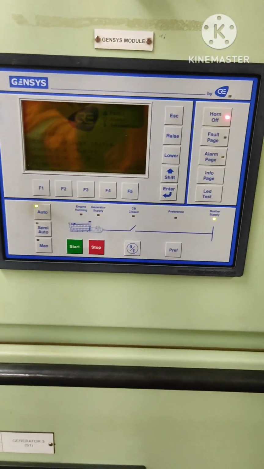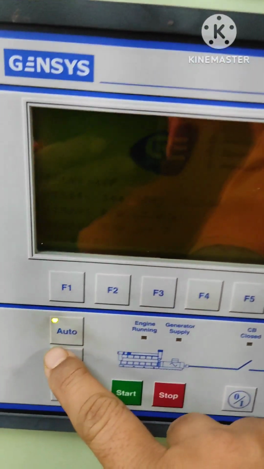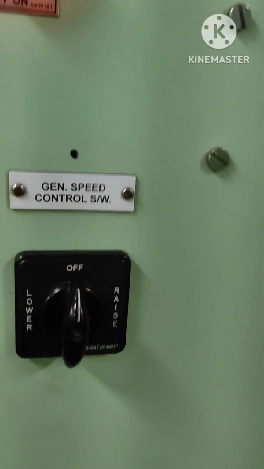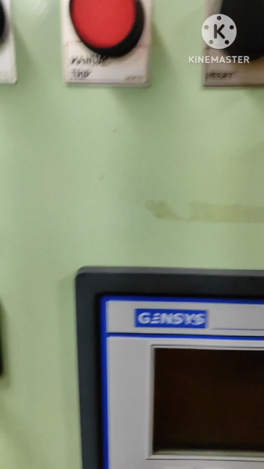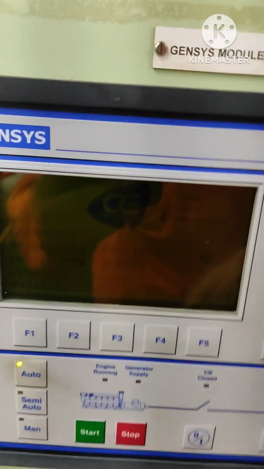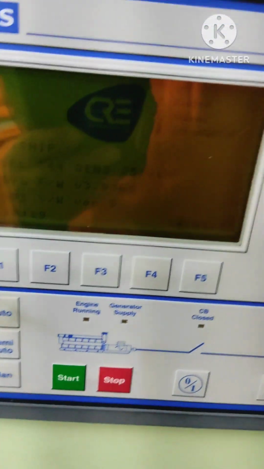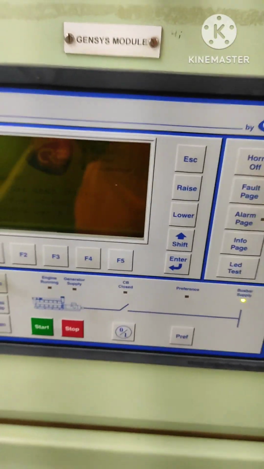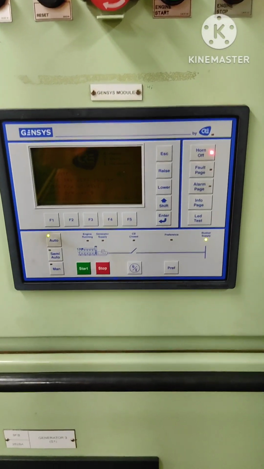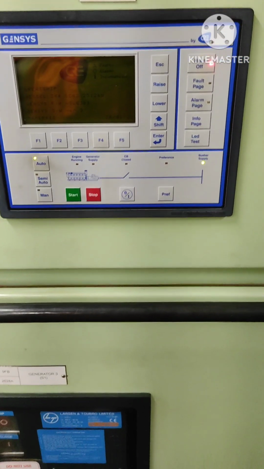This is a Gensys panel when it is on auto mode. So what I was saying, like kVAR load sharing and kilowatt load sharing, or reactive and active load sharing, will be done with the help of those knobs. But when it is on auto mode, no need to do anything. It will do all the load sharing automatically by the preset values.